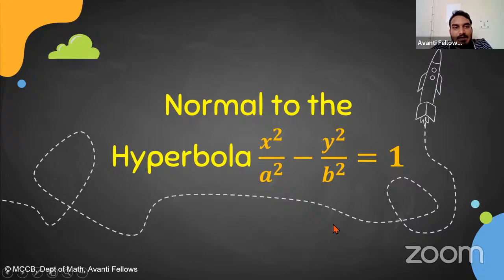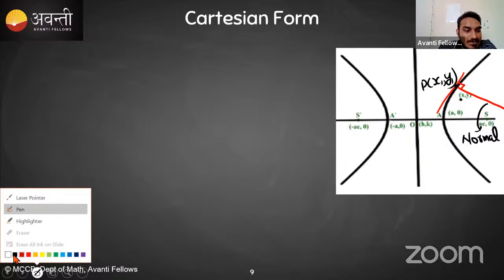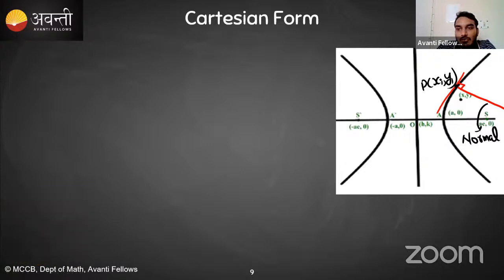Okay, if it is clear, then let's see the equation of the normal to the parabola. Sorry, equation of the normal to the hyperbola x square by a square minus y square by b square is equal to 1. Okay, first one is the Cartesian form, means x1 comma y1 is a point which is lying on the curve. Okay, and I have to find the equation of normal at point x1 comma y1. First of all, what is the hyperbola? x square by a square minus y square by b square is equal to 1, right?